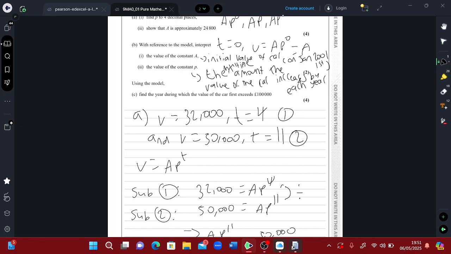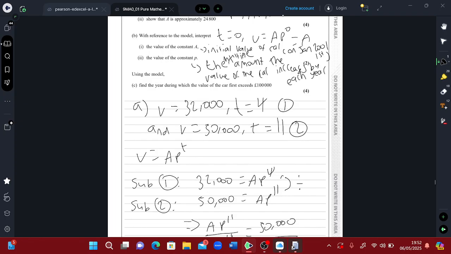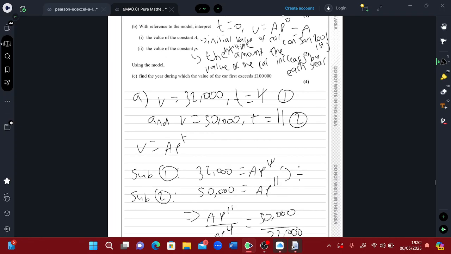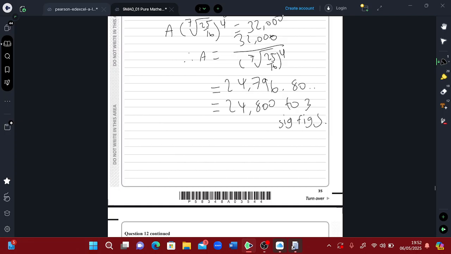Hopefully you've seen that now. It's pretty similar to other questions. They love to ask this in stats as well. When they give you a certain model or statistical equation or probability, they want you to interpret that in context. But that's how you'd approach that question. And then it says using the model for part C. We did part B up there, so now part C.